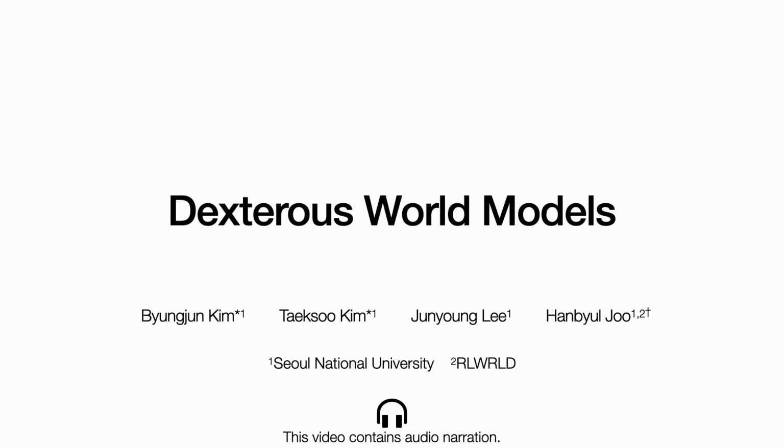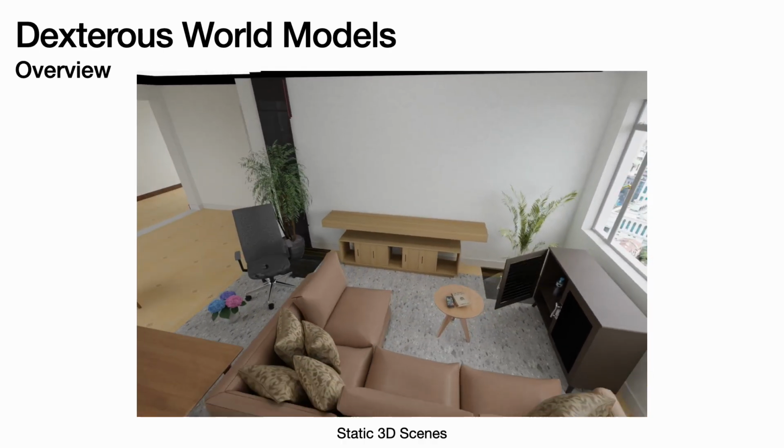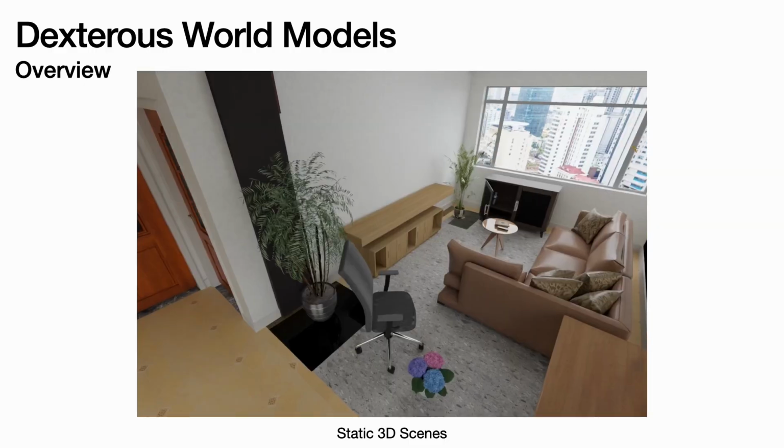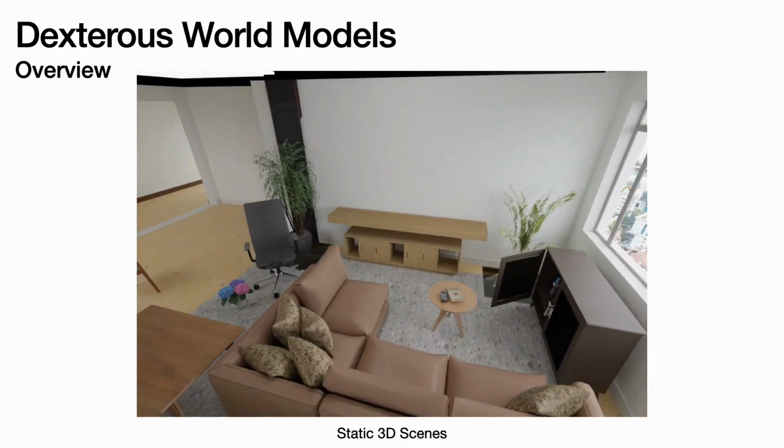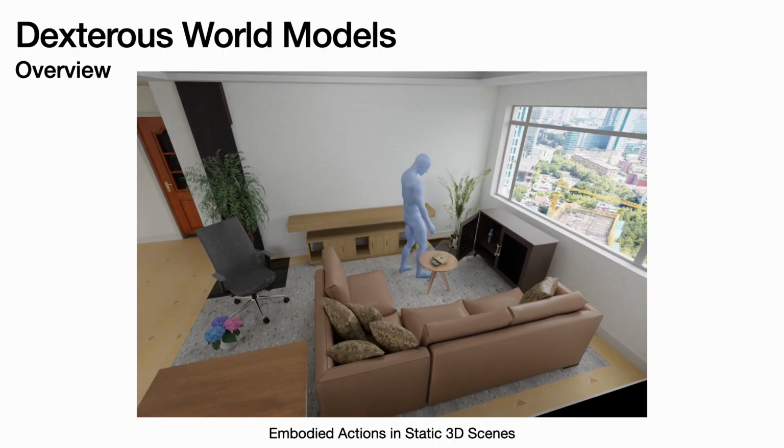We present Dexterous World Models. Recent progress in 3D reconstruction has made it much easier to create realistic digital twins of everyday indoor environments. However, a static scene alone is not enough for embodied interaction. In the real world, humans move through the scene and manipulate objects. These actions change the state of the environment.